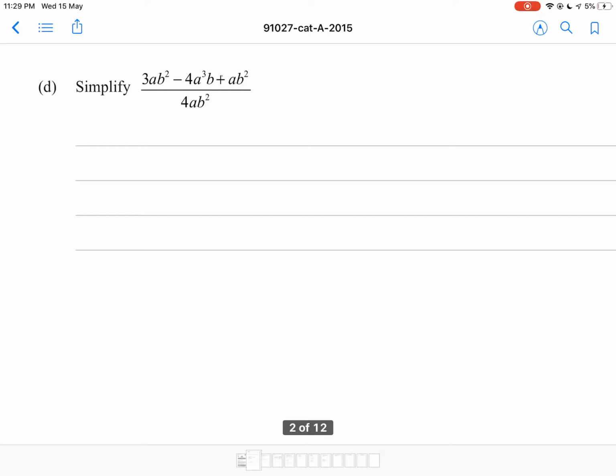So simplify 3ab squared minus, I guess you can just read that for yourself. My voice hurts too much to read this out. Oh, God.